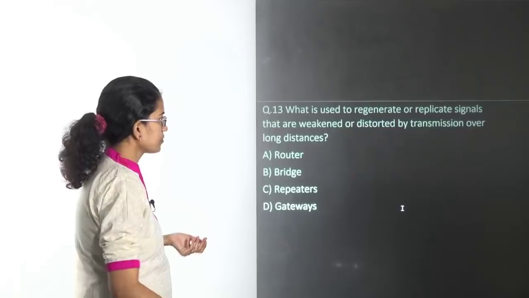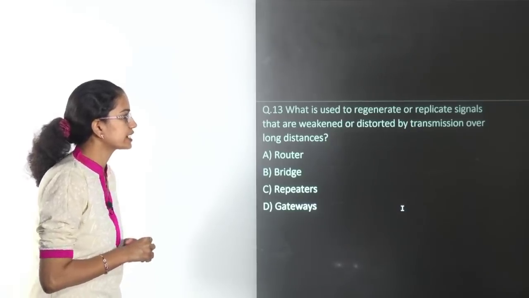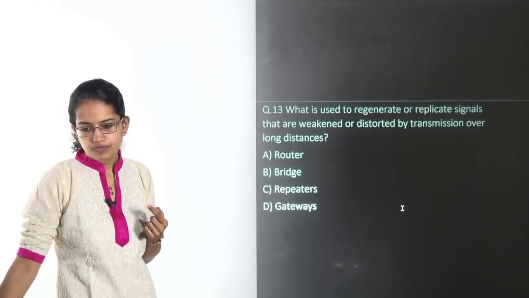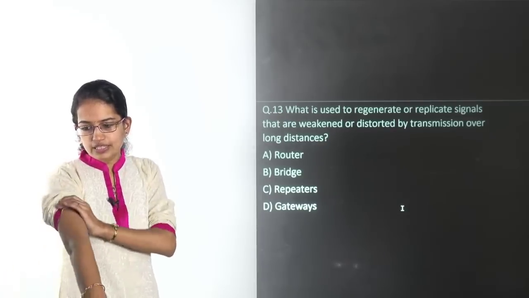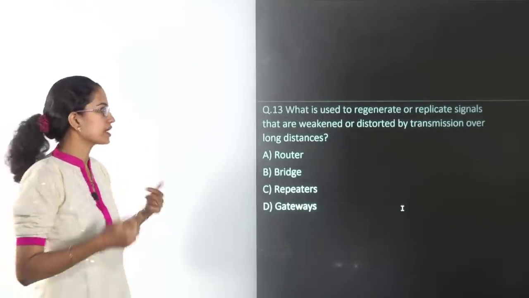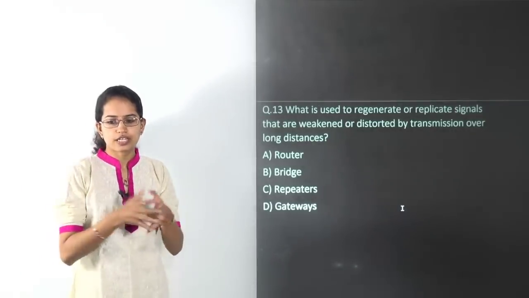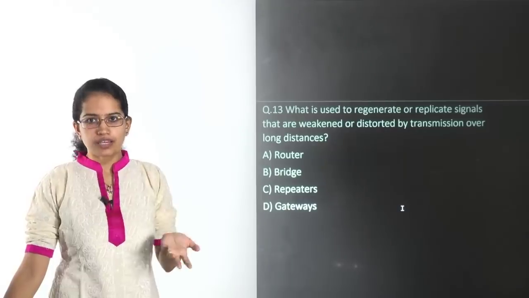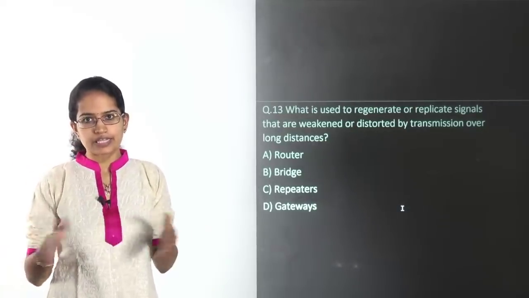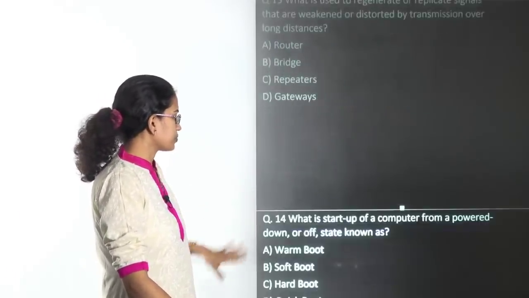The next question is, what is used to regenerate or replicate signals that are weakened or distorted by transmission over longer distances? To regenerate or replicate, that's the key thing you need to understand for question number 13. Yes, Nivedita, Sapna, and a lot of you have the right answer. Those are known as repeaters. Since from the name it's clear, you are trying to regenerate, replicate, you have repeaters. Then you have a bridge, which basically connects two LANs, and a router, which is usually aimed to join networks together. It could be a wired or a wireless router. And then you have gateways, which are basically the stopping point for the data on the way, the gateway from one network to another. So that's the basic difference between the four terms.